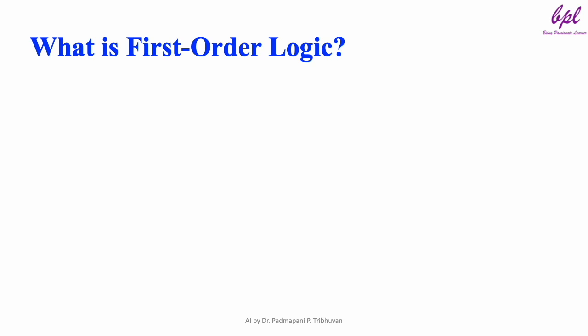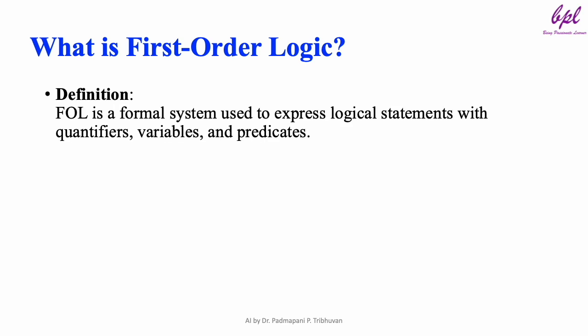What is first order logic? First order logic, or FOL, is one of the most important tools in artificial intelligence for expressing and reasoning about logical statements. But what exactly is it? FOL is a formal system that allows us to express logical statements using quantifiers, variables, and predicates. It provides a structured way to describe relationships between objects and reason about them logically. Here are the key building blocks of FOL.